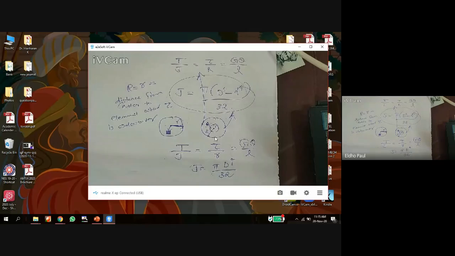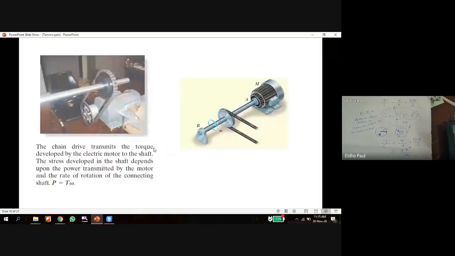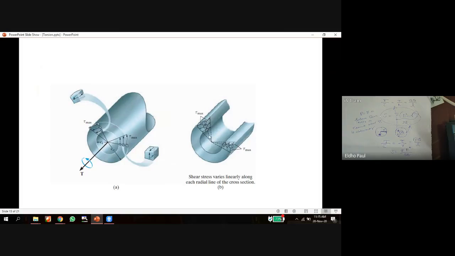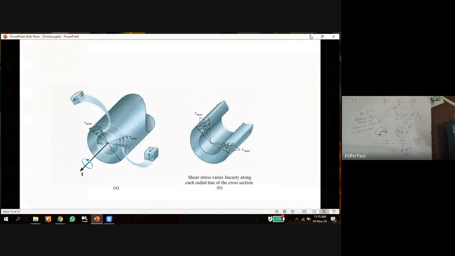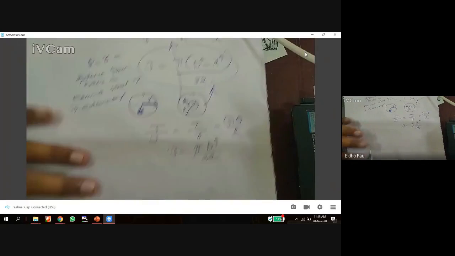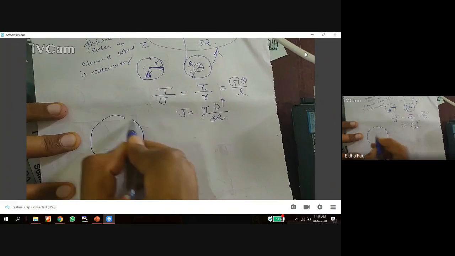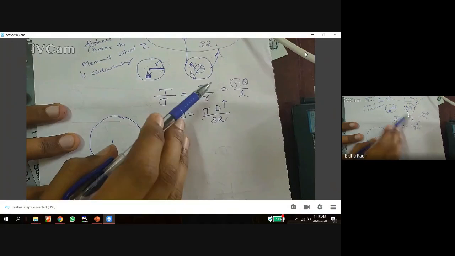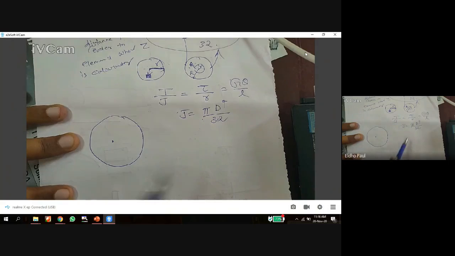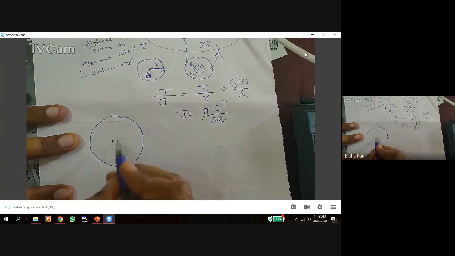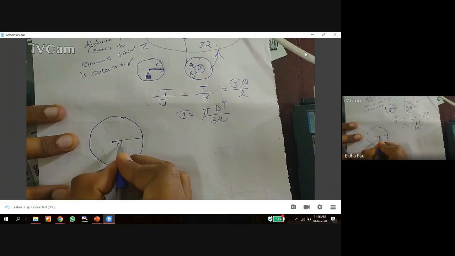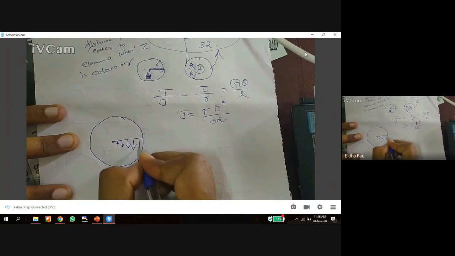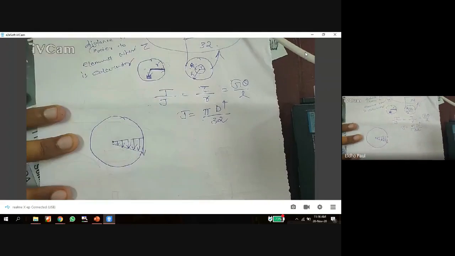Any doubt? So we derive the equation and this is the distribution for solid shaft. Then what is the distribution for hollow shaft? For a solid shaft, this is the distribution of tau. At the center, the tau value is equal to 0, because we know at the center r is equal to 0, so tau will also be 0. At the surface, r is maximum, tau is also maximum. So this is the distribution of shear stress for a solid shaft.